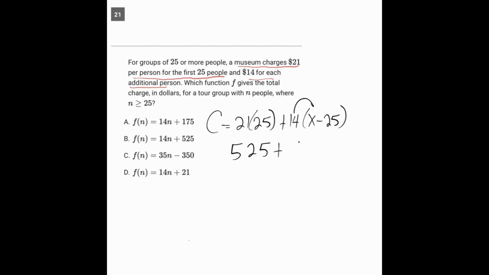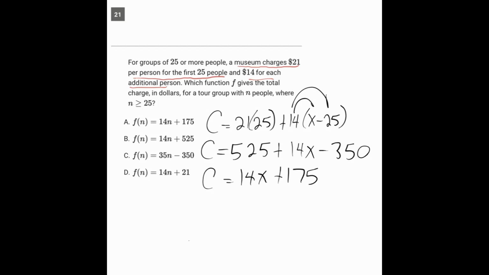And we're distributing 14 times x, and 14 times negative 25, which is negative 350. And so now 525 minus 350 is 175. So we'll have 14x plus 175. In this question, they didn't use x, they used n, but it's the same idea. 14n plus 175, and that is answer choice A.